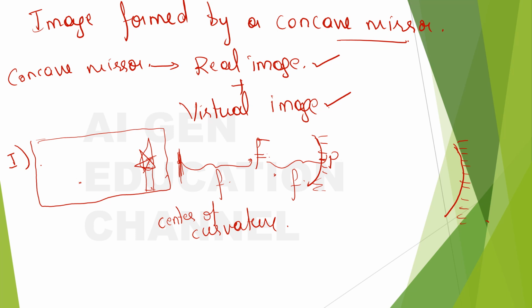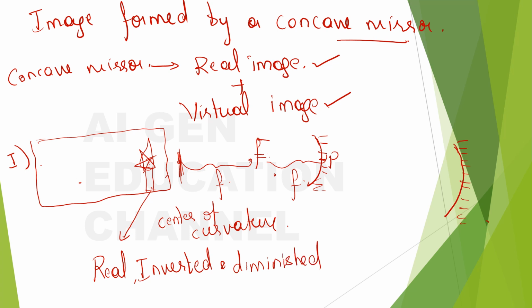Here what you can find is that the image formed will be real, inverted and diminished. At this point you will get the image to be real, inverted and diminished, okay?